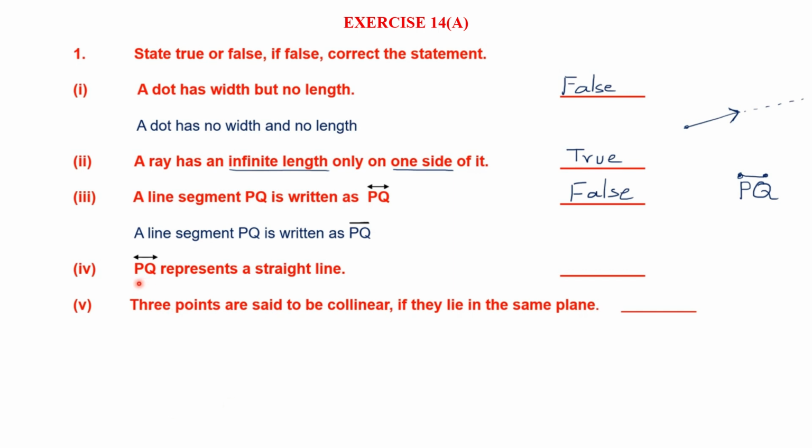Next one, PQ with the arrowheads. Can you see the symbol? It represents a straight line. This statement is true because a straight line is the one that goes on both sides indefinitely. So this statement is true.